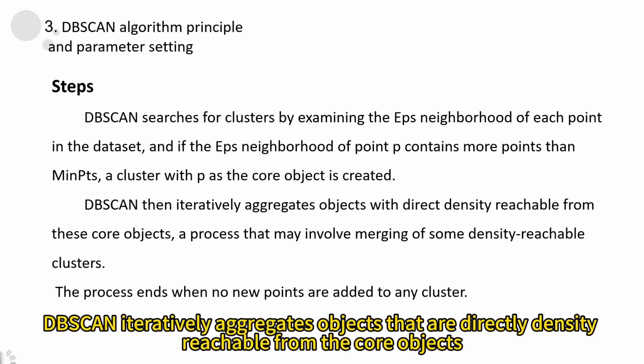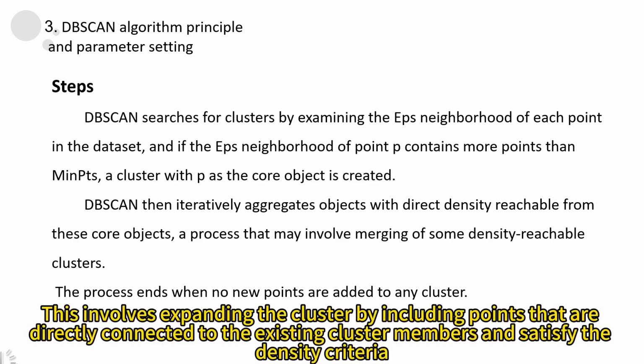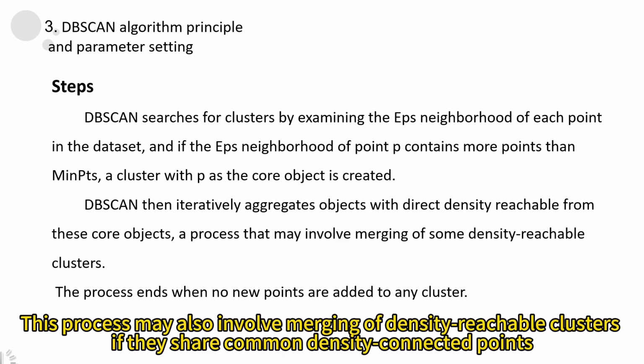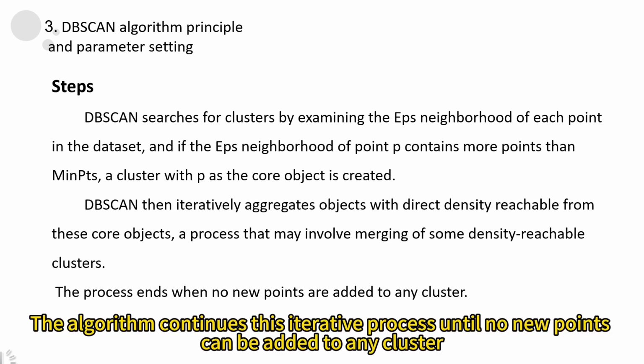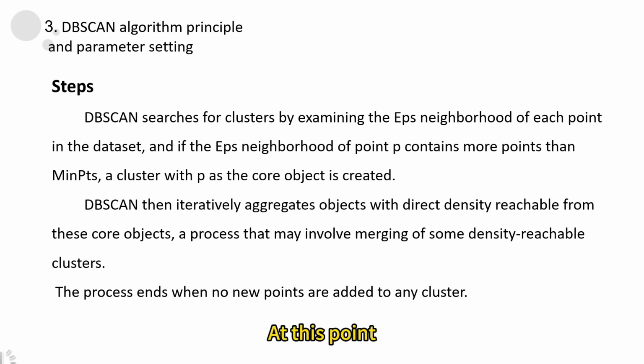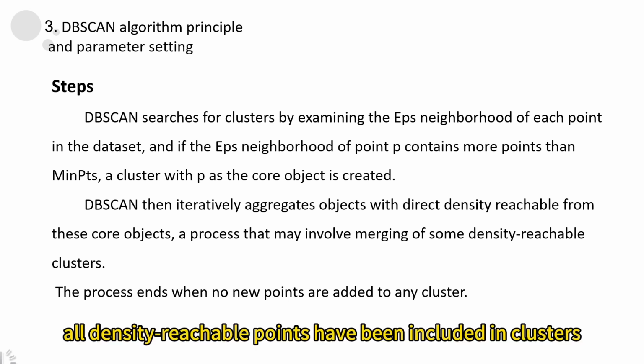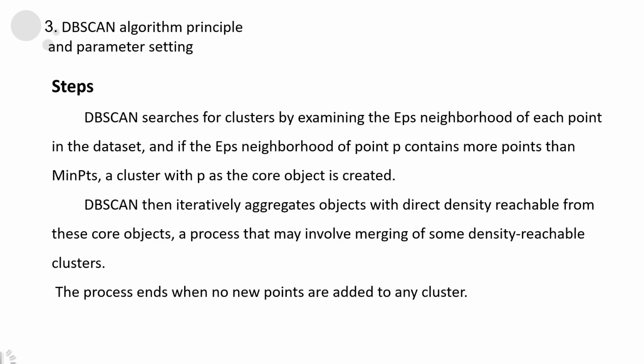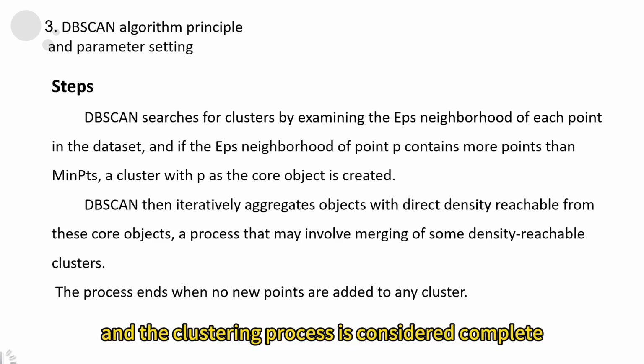Next, DBSCAN iteratively aggregates objects that are directly density reachable from the core objects. This involves expanding the cluster by including points that are directly connected to the existing cluster members and satisfy the density criteria. This process may also involve merging of density-reachable clusters if they share common density-connected points. The algorithm continues this iterative process until no new points can be added to any cluster. At this point, all density-reachable points have been included in clusters, and the clustering process is considered complete.